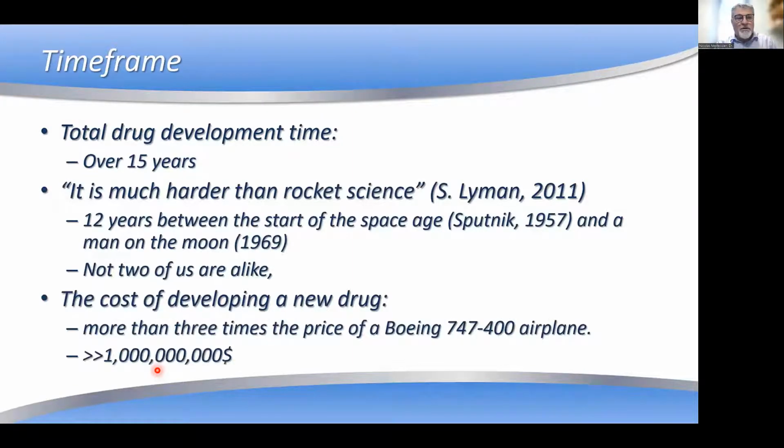It takes quickly 15 years to find a molecule that is checking all of these boxes. And I really like this statement: it's much harder than rocket science. Medicinal chemistry is harder than rocket science, simply because, you look at this, 12 years between the start of the space age and the man on the moon. And as soon as you have one rocket, you can make another copy of it, and a third one, and a fourth one. The problem is every disease is different, so you have to start the process over every single time. And it costs billions to come up with a drug.